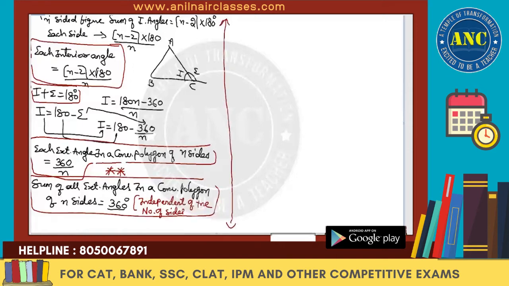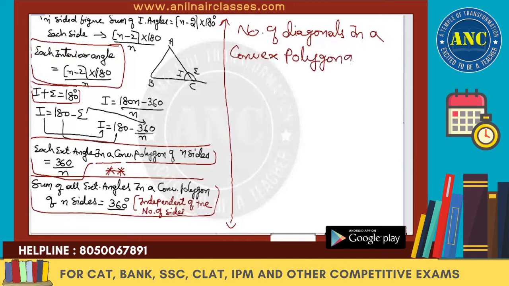Another most commonly asked question: the number of diagonals. The number of diagonals in a convex polygon of n sides is nC2 minus n. Why nC2 minus n? Proof.